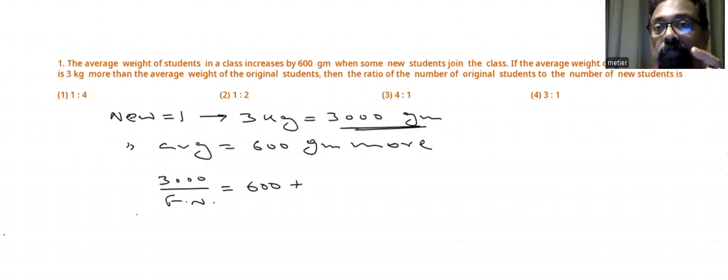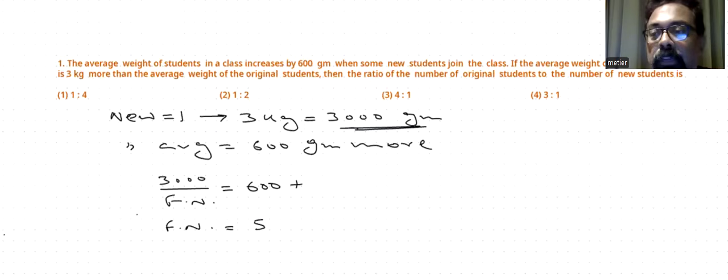The original part has no change. Original part has not changed. So there is no impact of the original part. In the previous video also we discussed that the original part remains intact. The effect is coming from the changed part. So this 3000 gram extra, when divided by the final number of students, gives you 600 gram extra per student. So after calculation, we are getting the final number as 5.